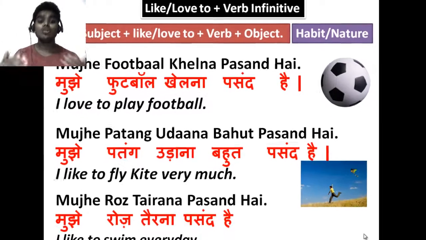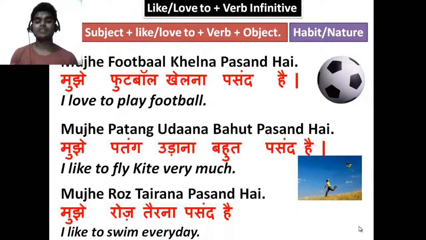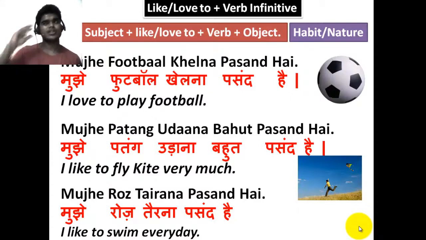Mujhe roz tairna pasand hai. I like to swim every day. This is my habit, it's my nature. I love to swim every day. Mujhe roz tairna pasand hai. Roz is not that roz, right? Roz means every day. Remember that. Yeah, it's a good trick. Roz means every day. You have to give a rose to your girlfriend every day, or your boyfriend.